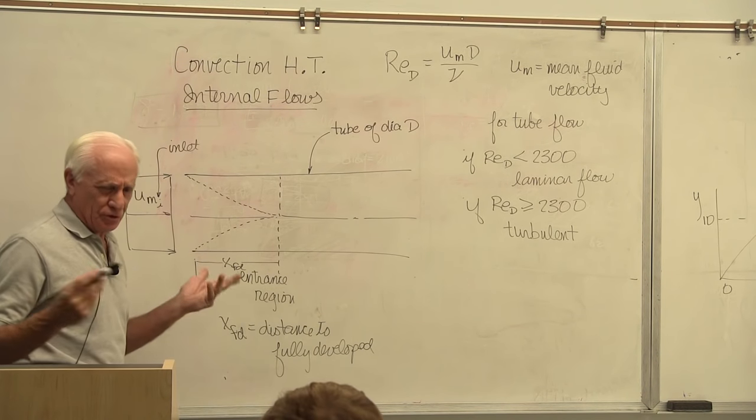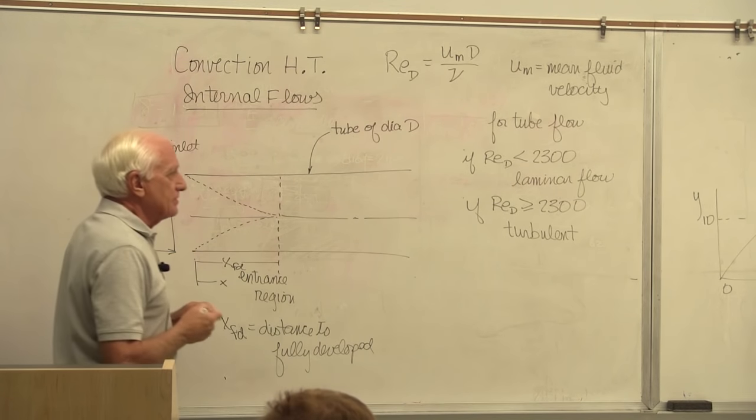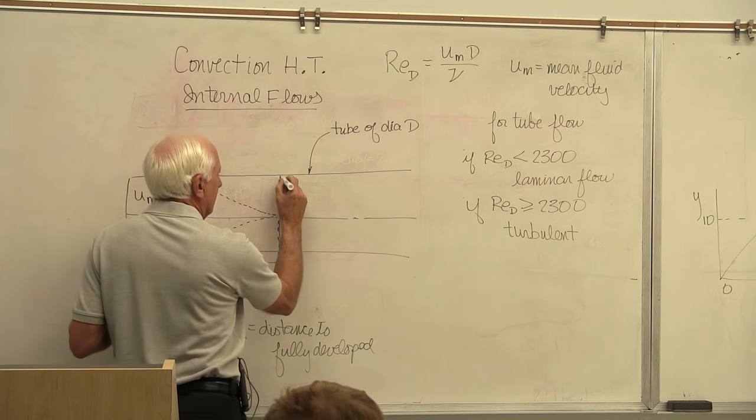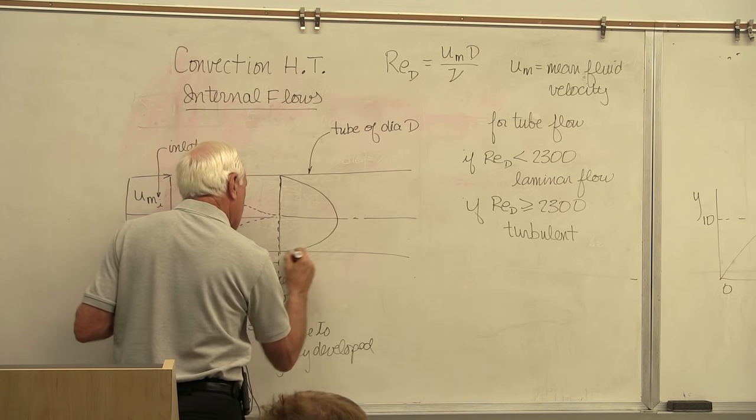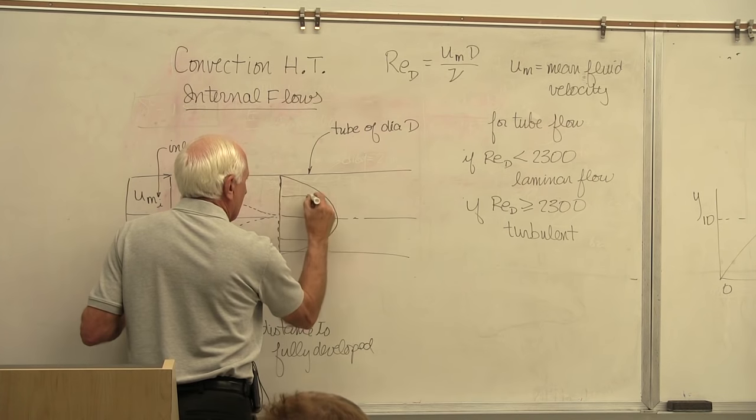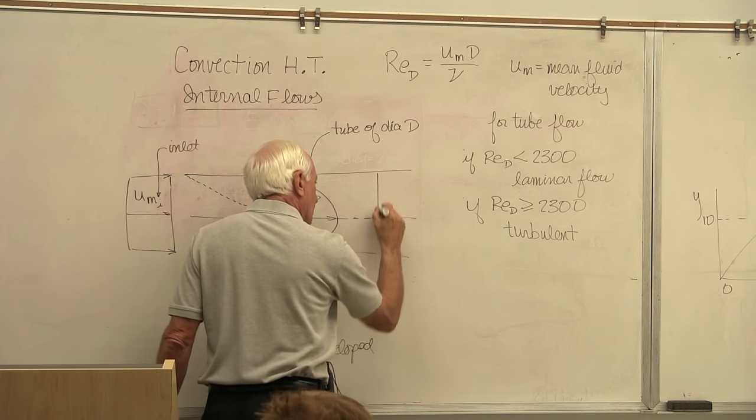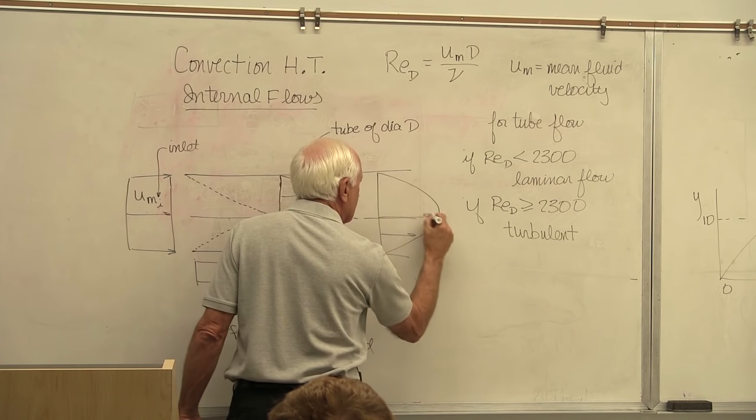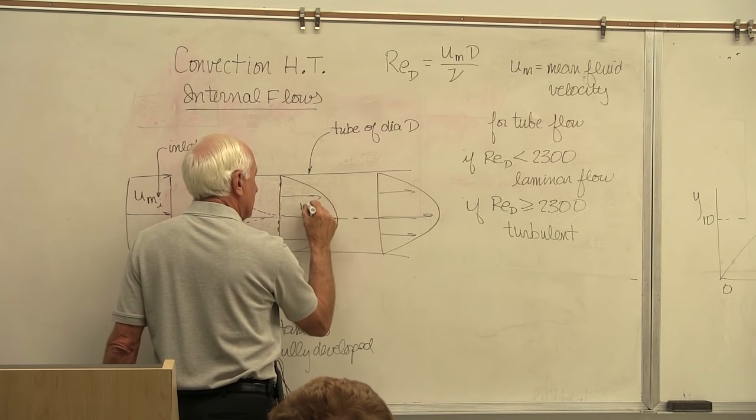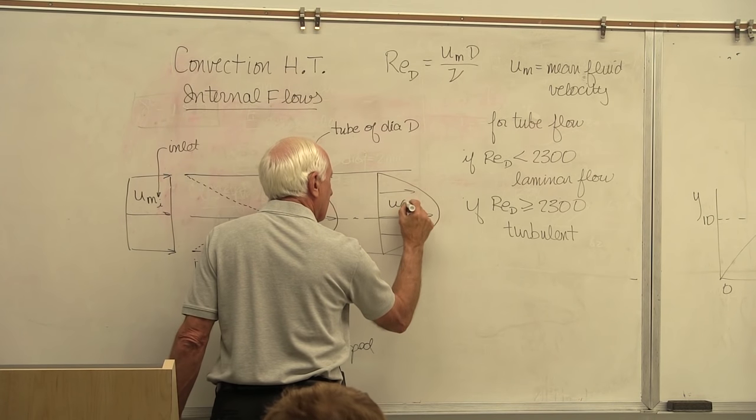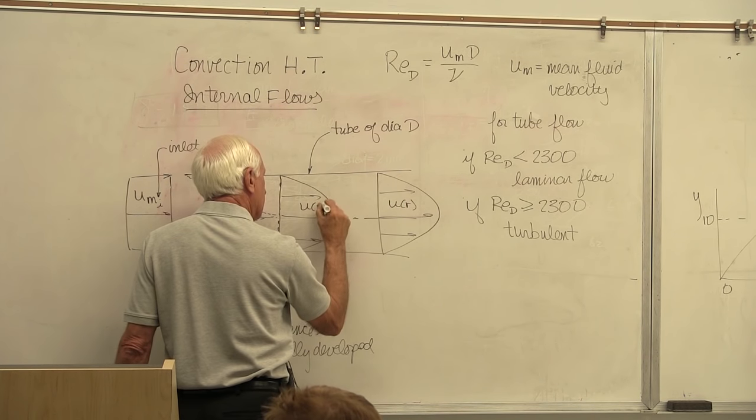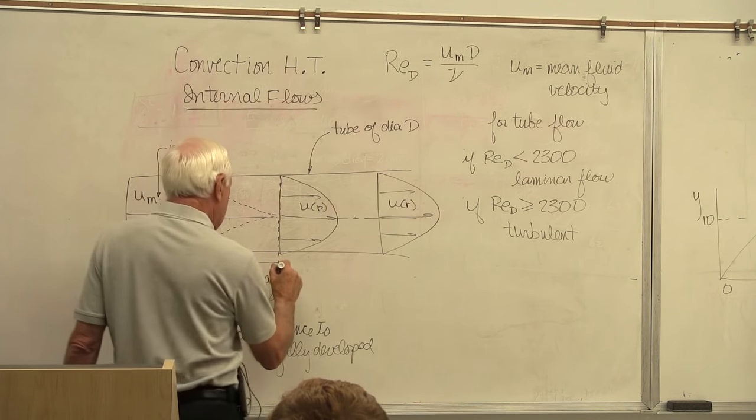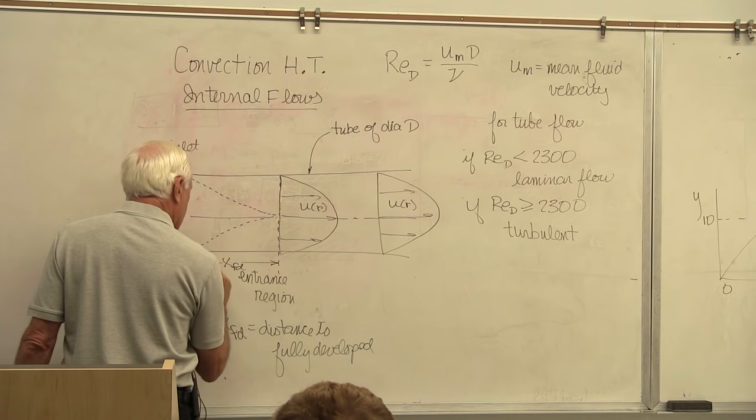Okay, so for right now, we'll just assume laminar flow, make it easy on ourselves. If it's laminar flow in a tube, we know from fluid mechanics that the velocity profile is parabolic. Fully developed means if I go down a ways and look at it again, it's the same shape parabola. It didn't change. This is the velocity u as a function of r. The profiles don't change. That's why that's called the fully developed region.